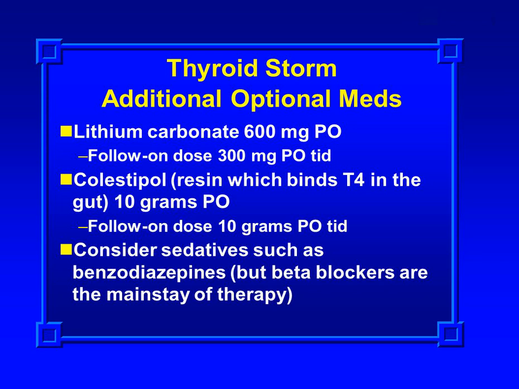Thyroid storm. Additional optional meds. Lithium carbonate 600 mg PO. Follow-on dose 300 mg PO TID. Colestipol, a resin which binds T4 in the gut, 10 grams PO. Follow-on dose 10 grams PO TID. Consider sedatives such as benzodiazepines, but beta blockers are the mainstay of therapy.